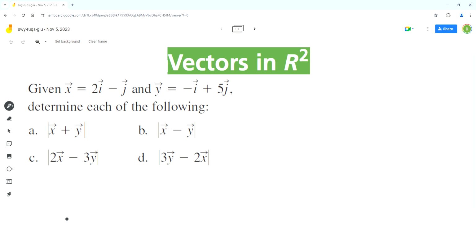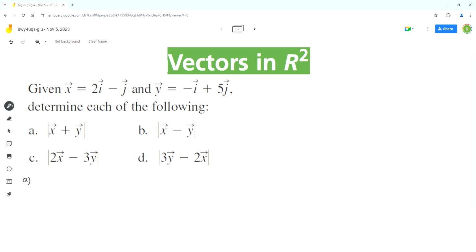So in this video, we'll solve this problem using the concepts of vectors in R2. As per the problem, given vector x equals 2i minus j and vector y equals negative i plus 5j, determine each of the following. So we are given these two vectors x and y in the unit vector form. So let's start with part A.